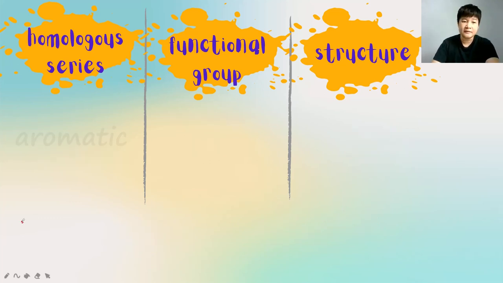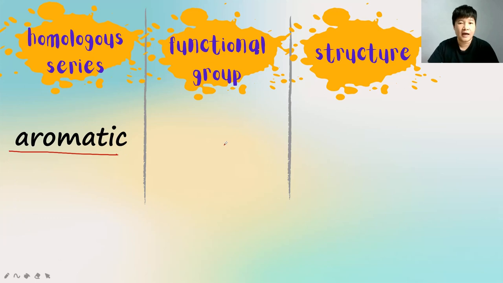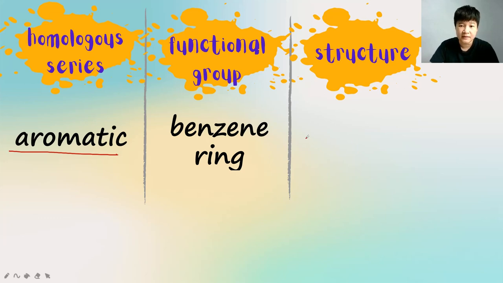Simple. Next, we have aromatic. Aromatic, the functional group is the benzene ring, and the structure of the benzene ring can be written in two ways. Both are correct. The first way is a cyclo with six carbons, and then you have double bonds at alternate positions. That is your benzene. Or your benzene ring can be written in this way. Still a six-carbon membered ring with a circle in the center. Both are benzene ring. Both are the same. You can write it in any way.